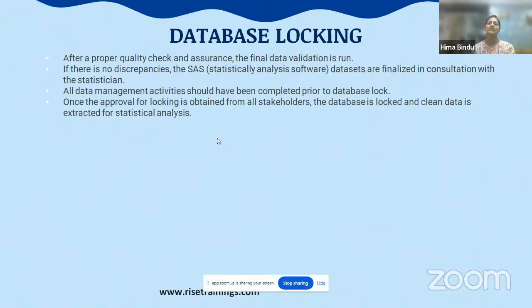So as I said, these are all the processes which we have in CDM. Mainly, as I said, data collection, CRF tracking, raising the discrepancies in the CRF, next cleaning the data in the CRF, then database locking. These are the main activities that are present in CDM.